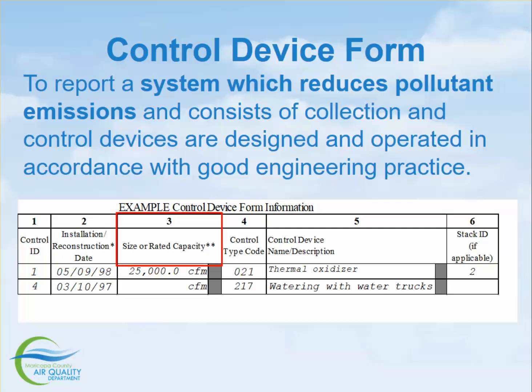Fill out the size or rated capacity of the control device, for example, cubic feet per minute. Put in the control device type code, which can be obtained from a list of codes from a PDF document on our Other Inventory Resources webpage. Complete the control device name with description. Enter the stack ID if applicable.